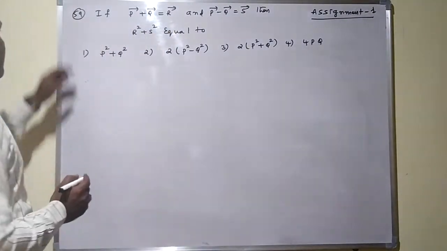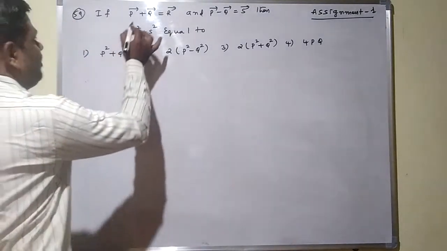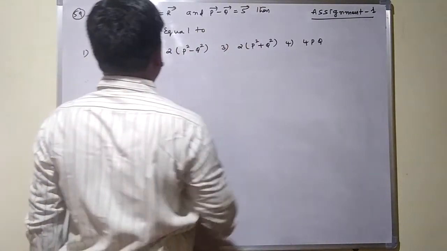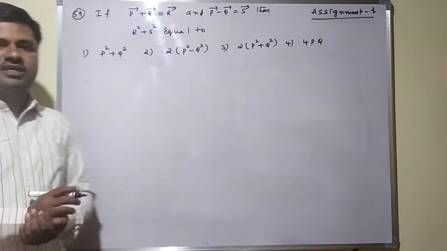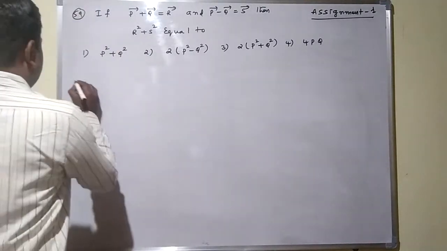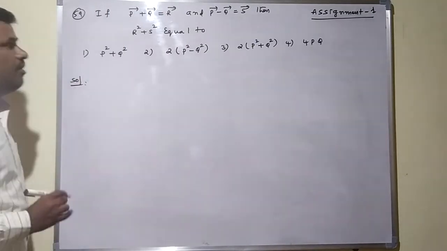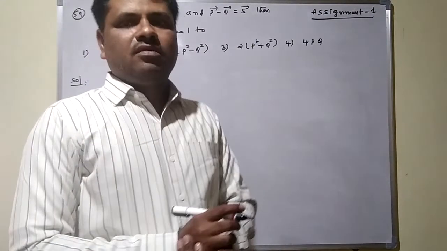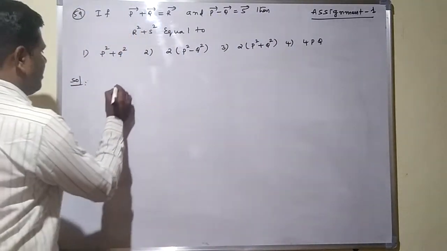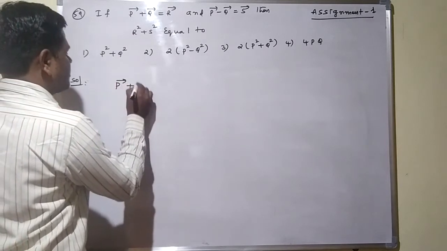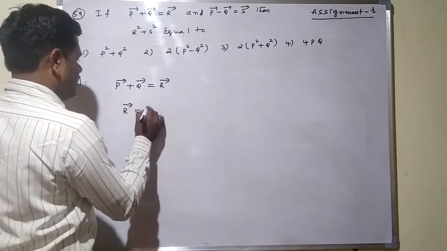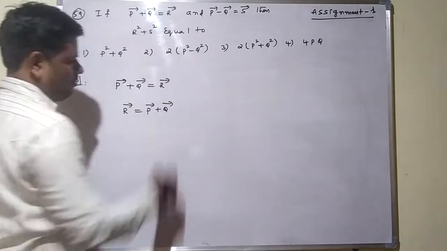See the next question, number 59. If P bar plus Q bar is equal to R bar and P bar minus Q bar is equal to S bar, then R square plus S square equals what? This problem we can solve using the addition of vectors and subtraction of vectors. From the addition of vectors, P bar plus Q bar is equal to R bar, we know that. Here R bar is the sum of the two vectors P bar and Q bar.